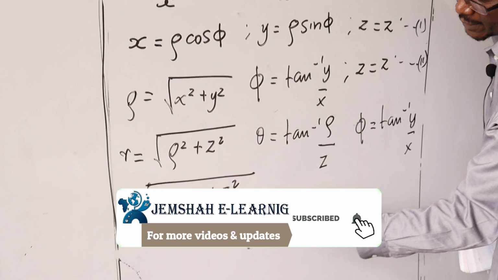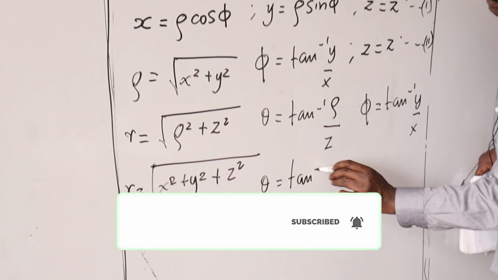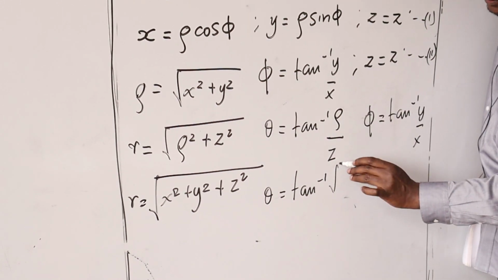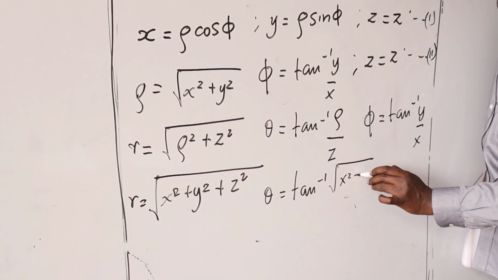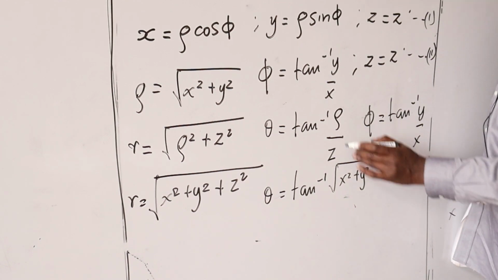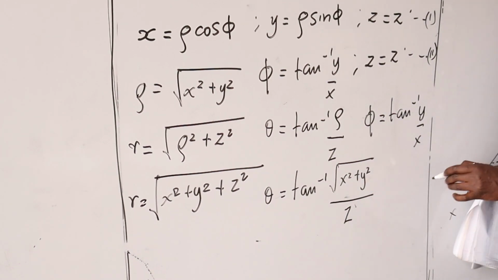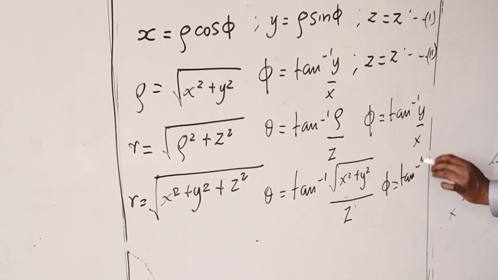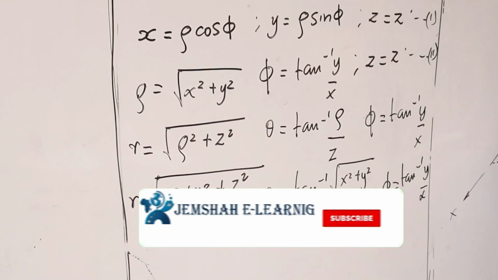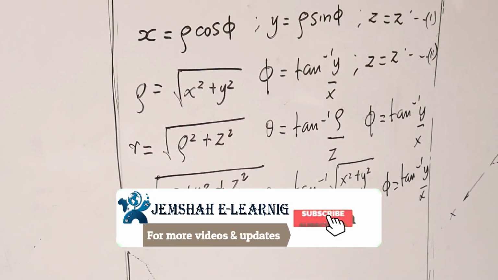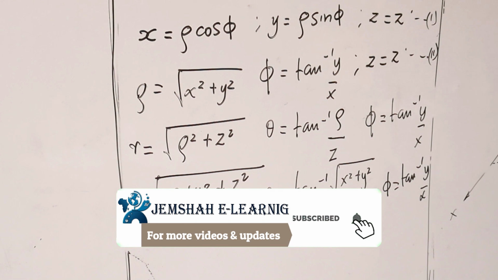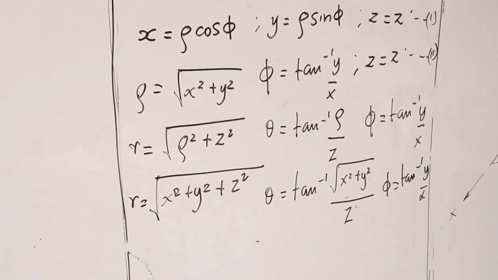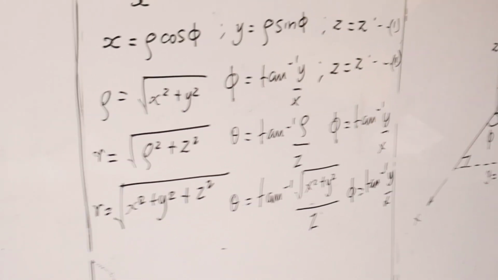Similarly, I can still write theta as being the tan inverse, instead of rho, and rho is that, will be the root of what? x squared plus y squared, over z. So still we have phi here as being what? Tan inverse of y over x. So that is how we relate the spherical, cylindrical, and Cartesian coordinates using this diagram of ours here.